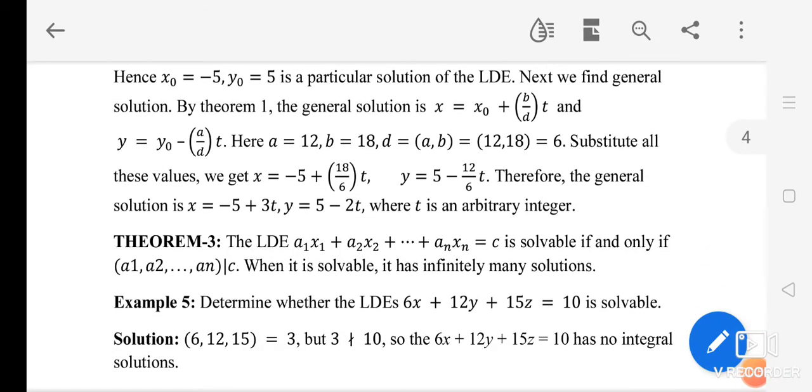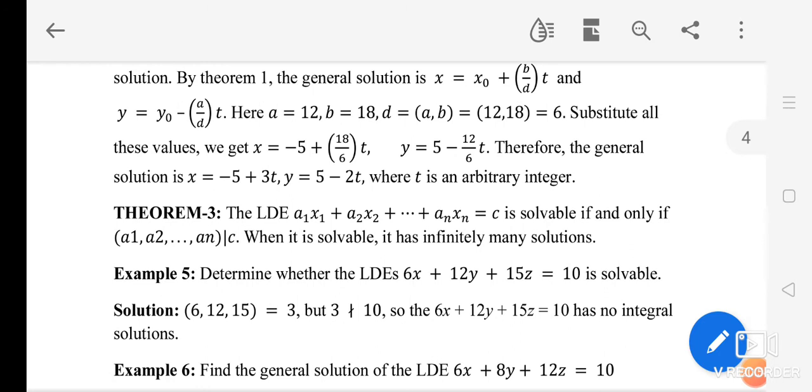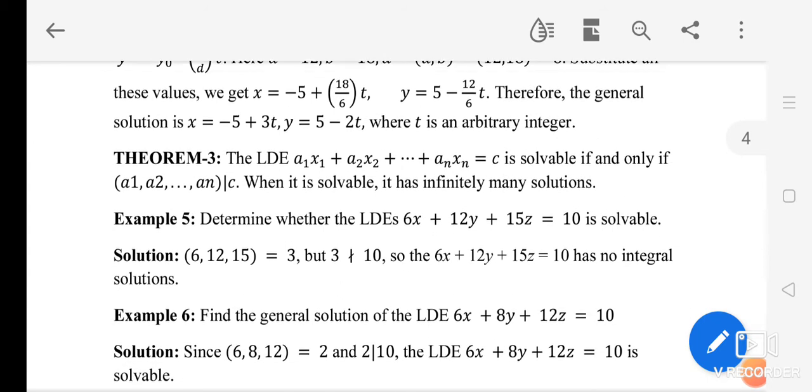Okay. So next we go to theorem 3. This theorem is a generalization of theorem 1. Here we speak in n variables. The LDE a1 x1 plus a2 x2 up to an xn equal to c is solvable if and only if the GCD of the coefficients a1, a2 up to an divides the constant term c. When it is solvable, it has infinitely many solutions.